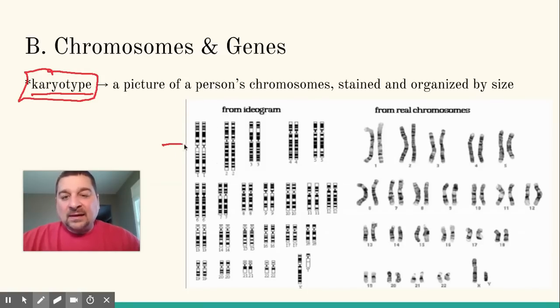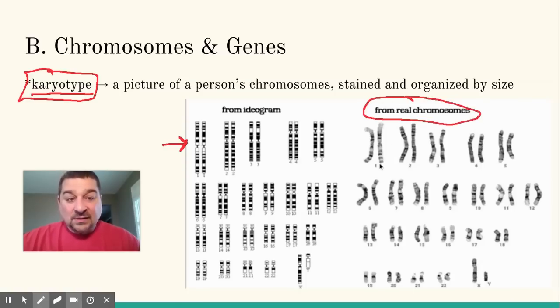And the illustrations we often use are over here, where it shows the staining or banding patterns of light and dark when you stain them. And they've organized all 23 pairs. This is an actual picture, an actual staining underneath the microscope.